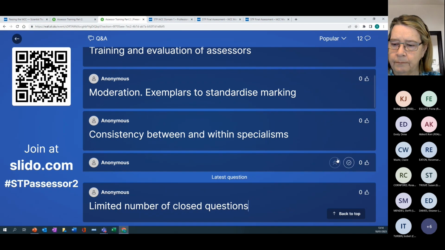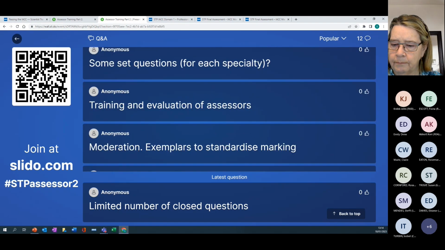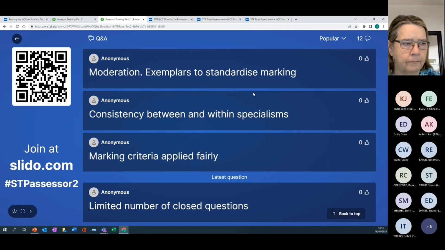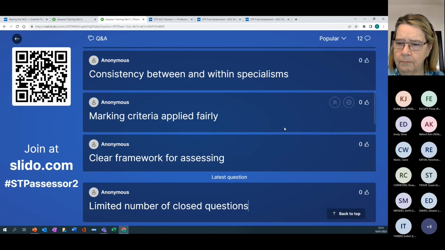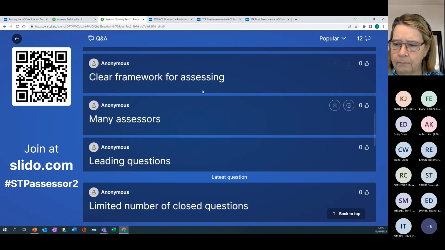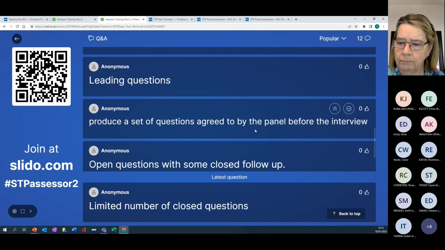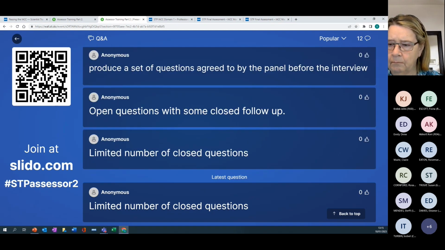Where are we? Yeah, training and evaluation of assessors is important. Moderation, yeah, so standardisation, and we do have also observers sitting on different panels as well to see that it's conducted fairly. Clear framework for assessing. Many assessors, yeah. Avoid leading questions. Produce a set of questions agreed to by the panel before the interview. Open questions with some closed follow-up, yeah.